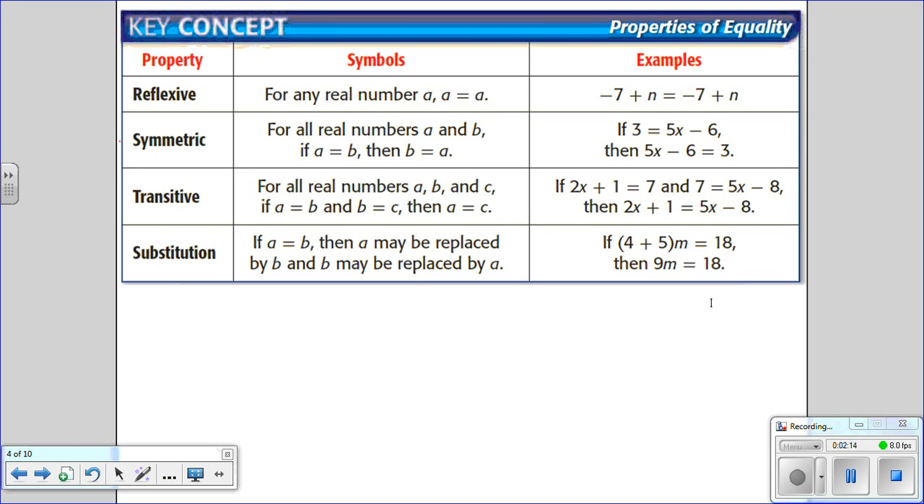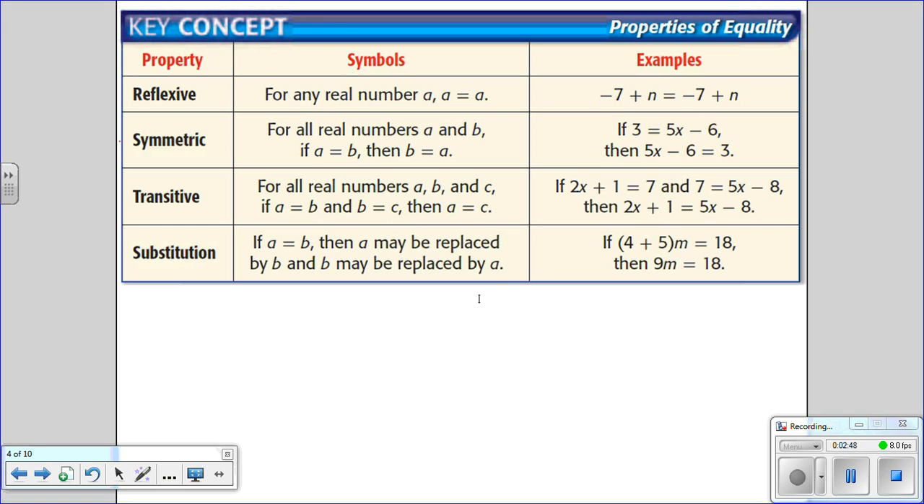Next up are the properties of equality. There's actually 8 of these, okay? So here's 4, and then on the next slide are the next 4. So the reflexive property just says anything is equal to itself. The symmetric property says that you can switch around the left and right side of the equation. The transitive property says if A equals B and B equals C, then A must equal C, okay? If both of them are equal to B, then they must be equal to each other.